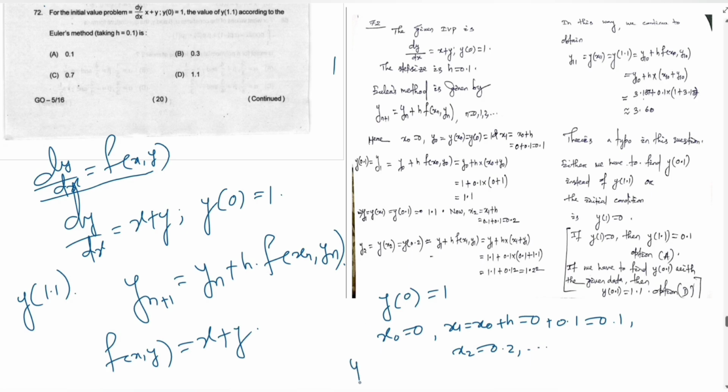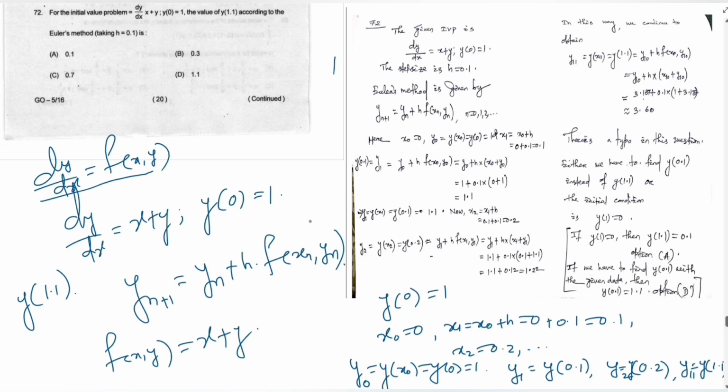The value of y at x0 is denoted by y0, which is y of x0, which is y of 0, which is equal to 1 by the given initial condition. So we have to find y1, which is y of x1, that means y of 0.1, y2, which is y of 0.2, and so on. And we have to continue to find y11, which is equal to y of 1.1, or the value of y at the point 1.1. So for n equal to 0, Euler's method gives us y1 equal to y0 plus h into f of x0, y0.